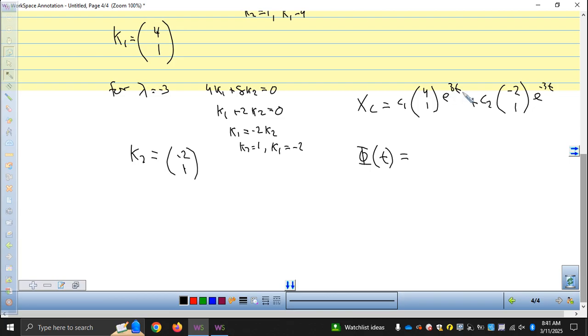I just take the first column as the eigenvector times this function. So we get 4 e to the 3t, e to the 3t. Don't need to put the 1 there. The second column is the eigenvector times this solution. Negative 2 e to the negative 3t, e to the negative 3t.